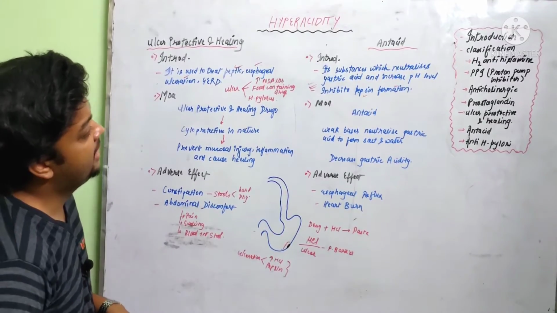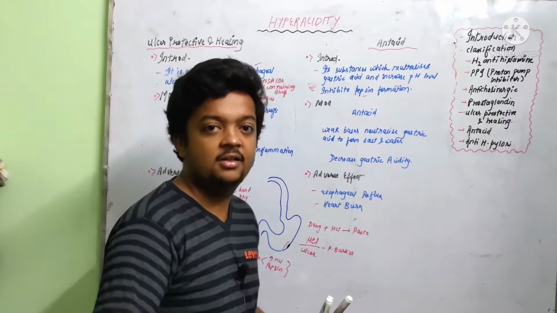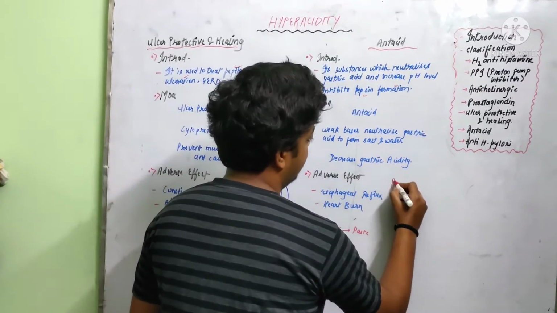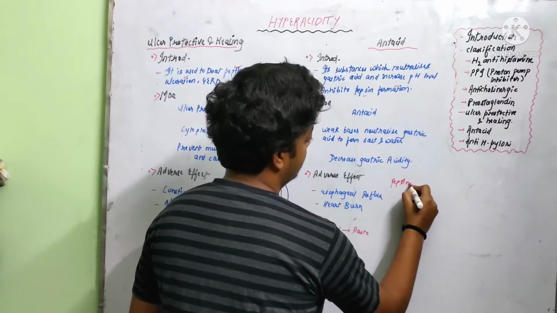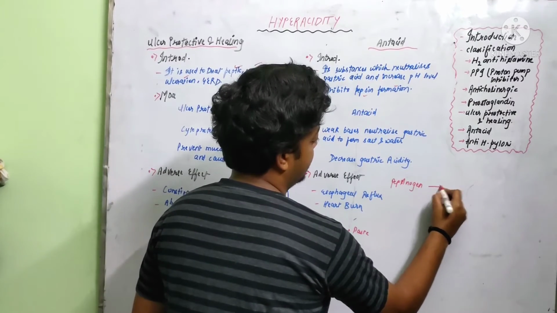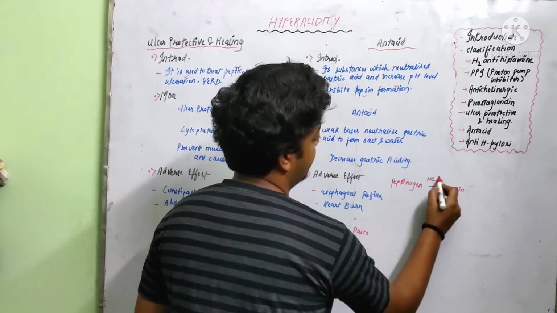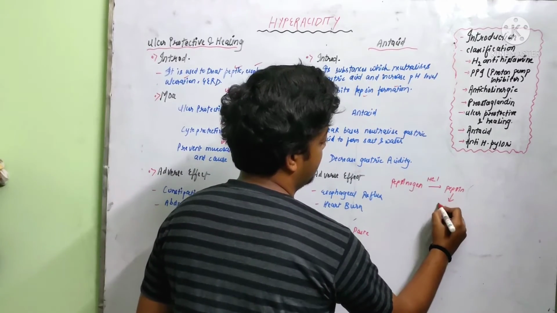Next we have the antacids. That means the drugs which oppose the increased amount of acid, right? So I did talk in the earlier videos that we have an enzyme called pepsinogen, and this is converted into pepsin in presence of the HCl, that is acidic medium, and pepsin degrades the proteins, right?